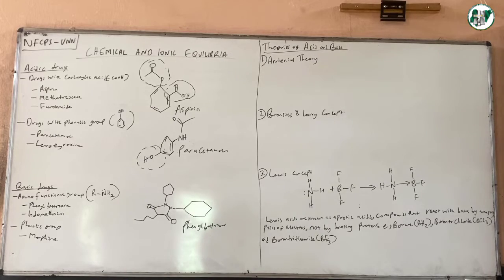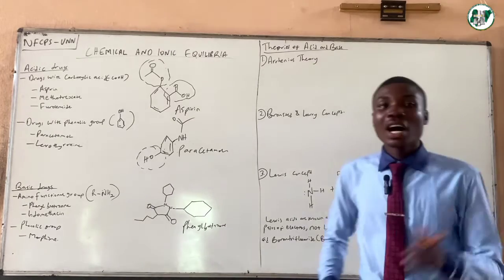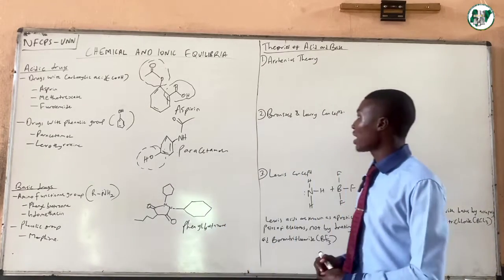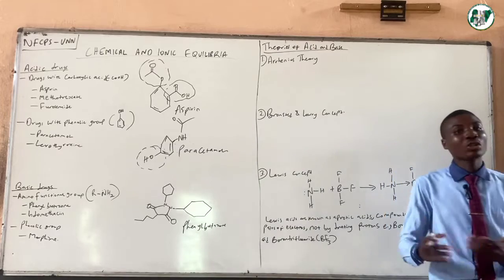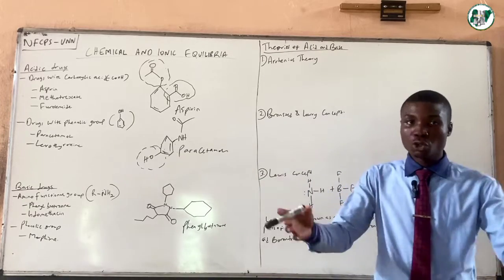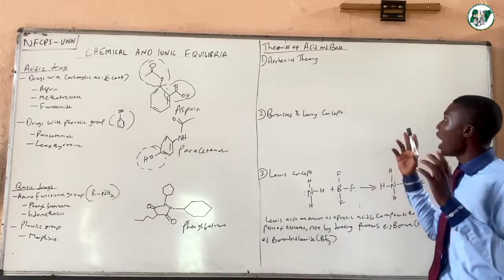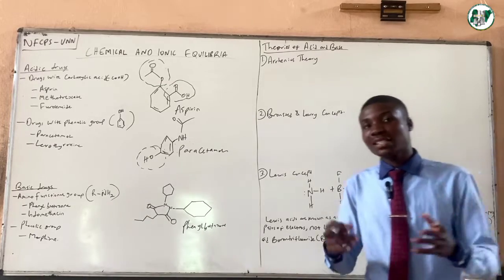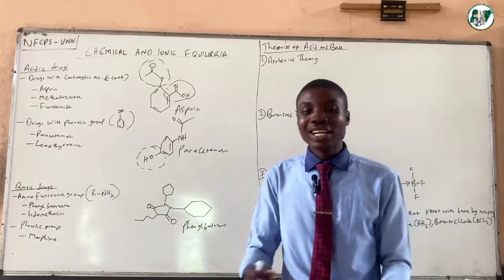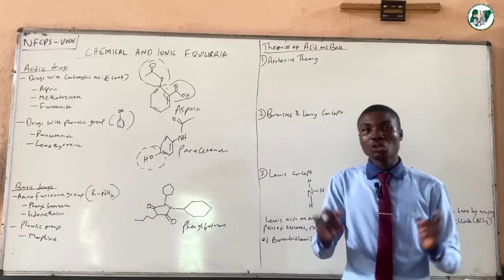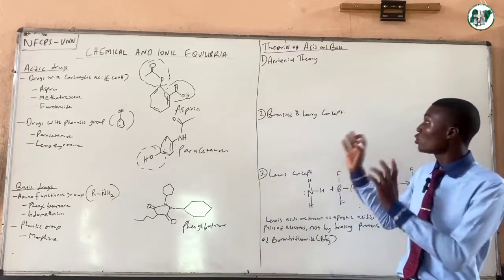So we'll start with the Arrhenius theory. According to Arrhenius, acids are substances that hydrolyze in water to release protons, to release hydrogen ions as protons, while bases are substances that dissolve in water to release hydroxide ions. Take note of that.